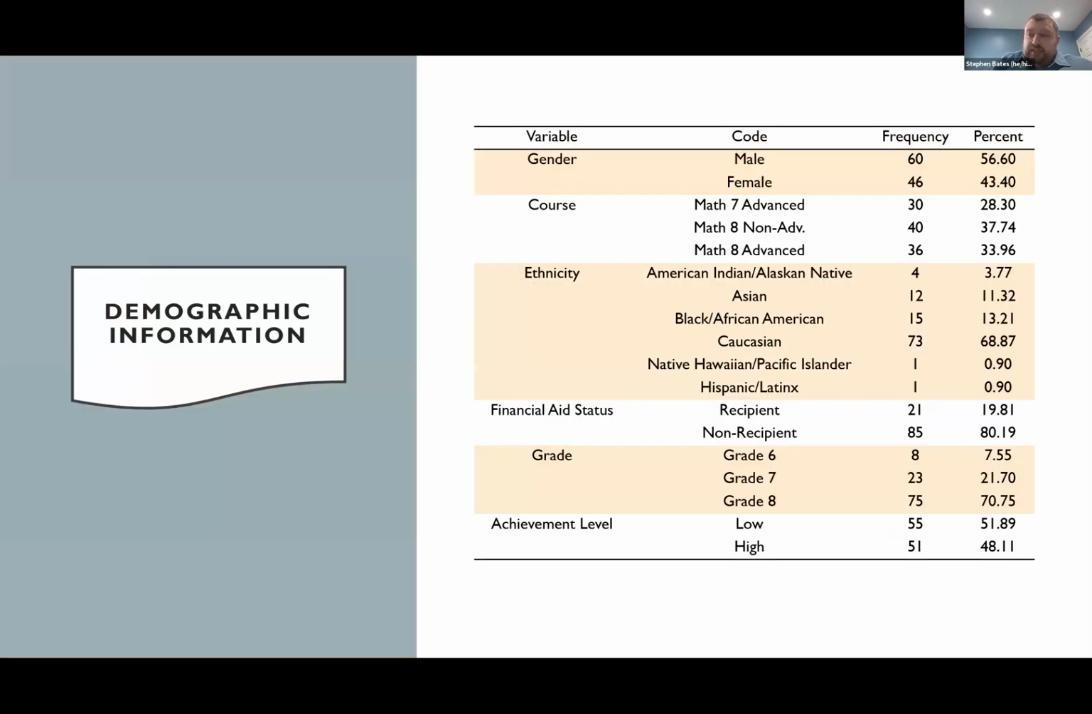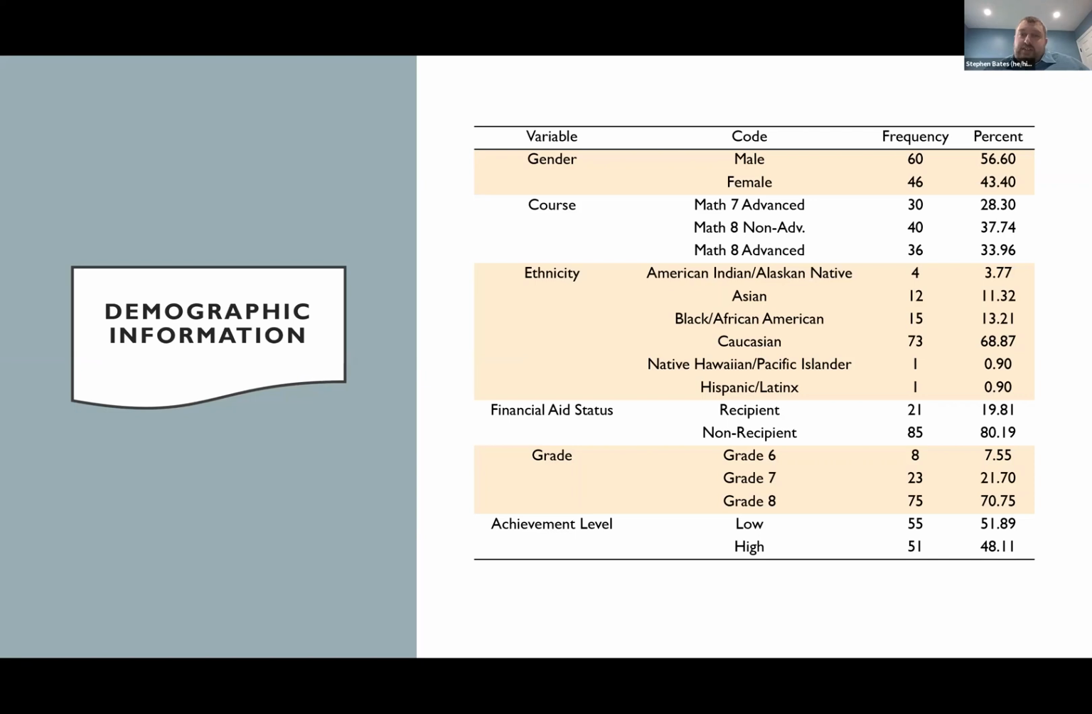So the results from this study, so demographics come up first. Like I said, there are 60 males, 46 females. The study focused on middle schoolers. So we had 30 students participate from our Math 7 Advanced program, 40 from our non-advanced Math 8 program, and 36 students from our Math 8 Advanced program. Students in Math 7 Advanced and Math 8 non-advanced took an Algebra 1 course, and students in our Math 8 Advanced took an Algebra 2 course.